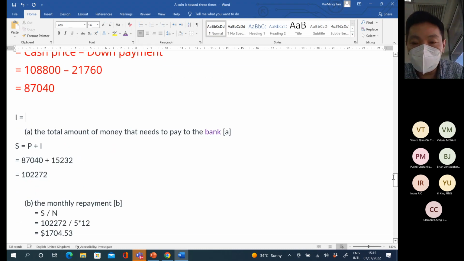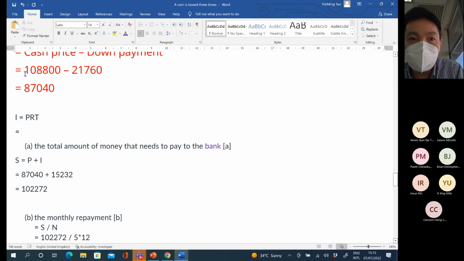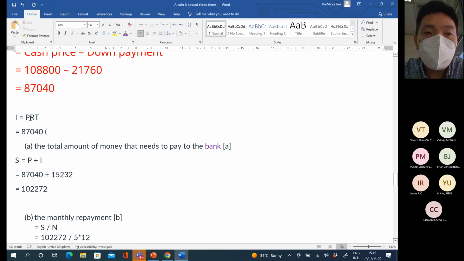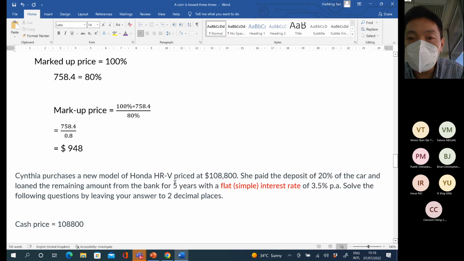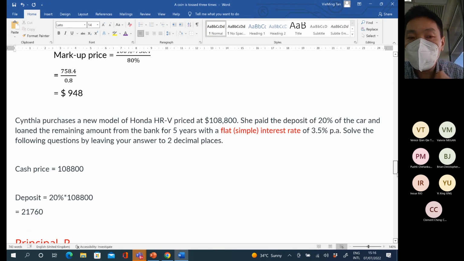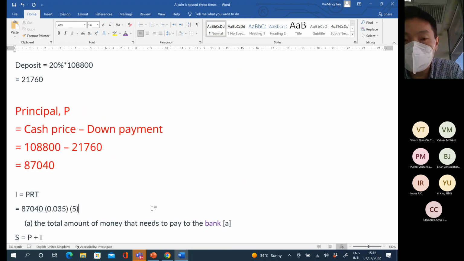So I, we can calculate first, using the formula PRT. We know that P is from here, this number. That's why it's so important, I used red color. R means the nominal interest rate given, in this case the simple interest rate. 3.5% means 0.035. And T is always in years unit, that means the loan duration is always in years. So we check where we can get the information from here: 5. So put here 5. Simplify.